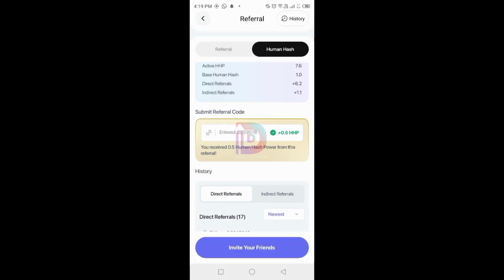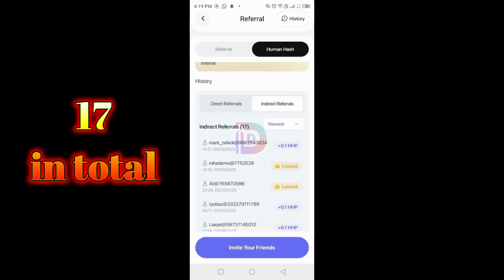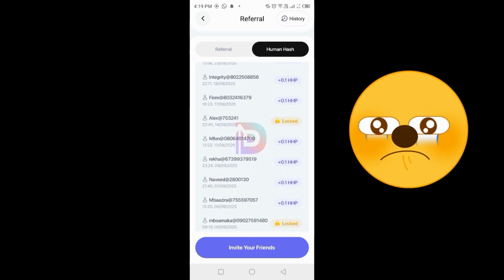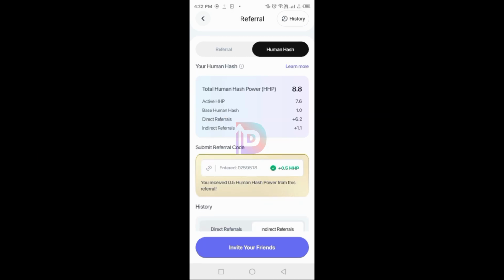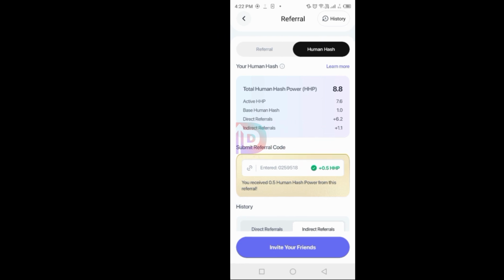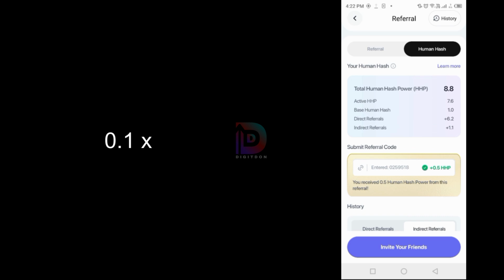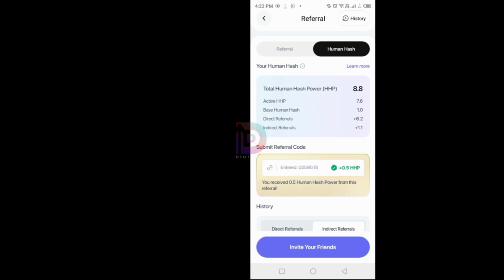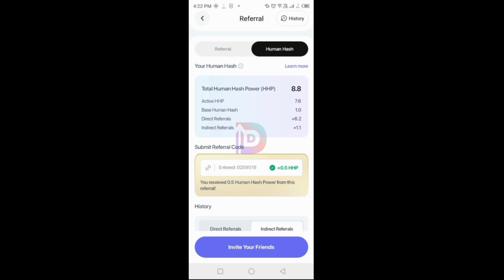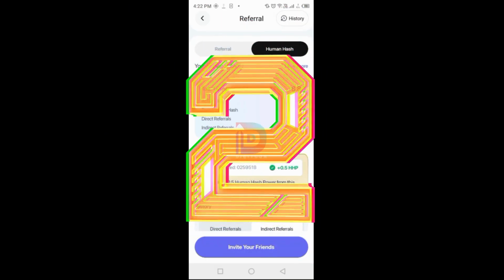Now, let's move to indirect referrals. There are 17 in total, but 6 of them are still not fully KYC verified, leaving only 11 valid ones. According to InterLink's system, I get 0.1 HHP for each of these 11 indirect referrals, which equals 1.1 HHP. And again, InterLink confirms the exact same figure right here. Apparently confusing and complicated, but here is its simple and live explanation. All your confusions are going to be solved in the next 2 minutes only.